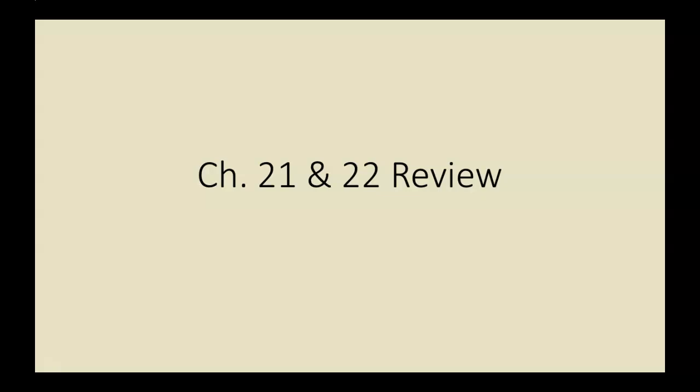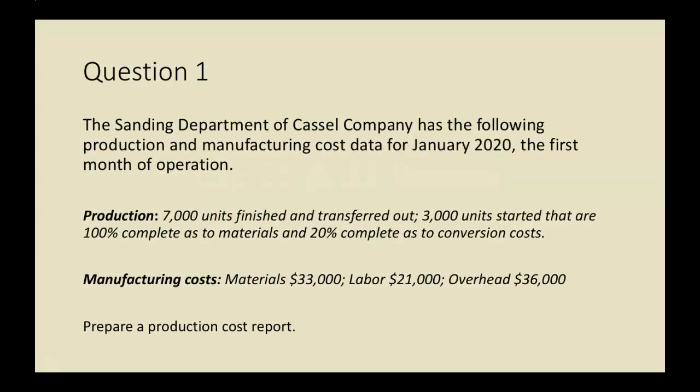Let's review chapters 21 and 22. So our first question here, we're going to be dealing with the production cost report. We're told that the sanding department of Castle Company has the following production and manufacturing cost data for January 2020, and that's the first month of operation. Now that's going to be important to us once we start preparing our production cost report coming up.